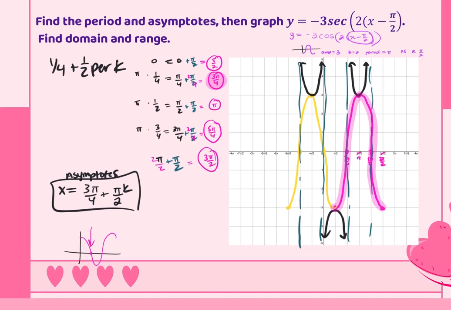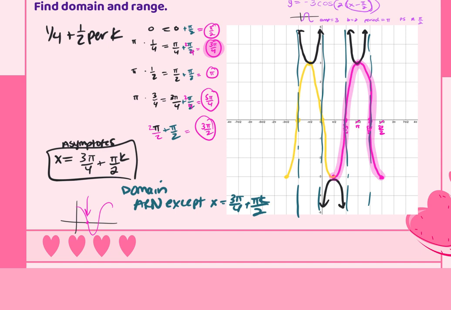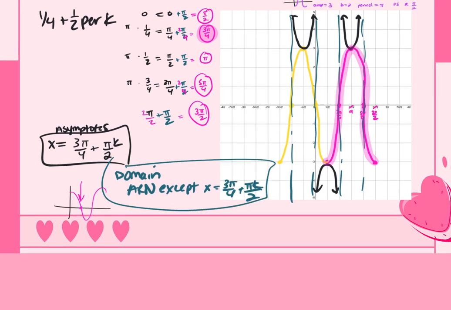Okay. All right, so now my domain is all real numbers except where x equals that equation. Good, x equals 3 pi over 4 plus pi k over 2. And my range is negative infinity to negative 3, with a bracket at -3, union, 3 with a bracket, to positive infinity.